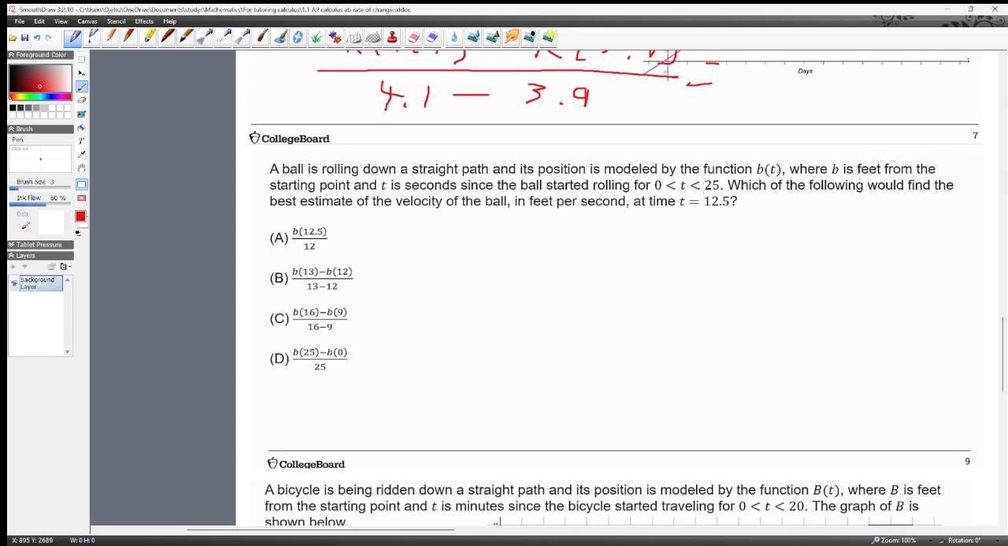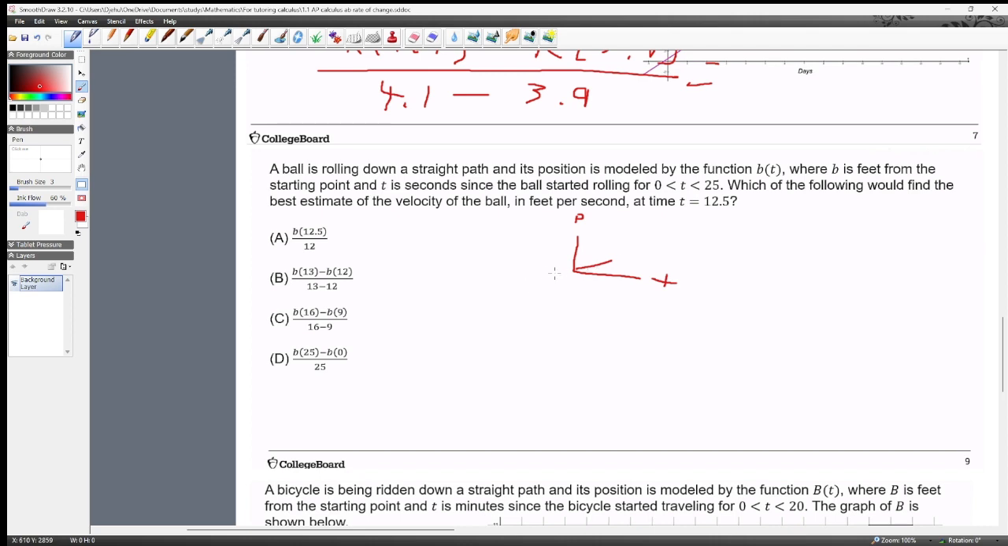Here we're using the average rate of change formula, but it can be used for the instantaneous rate of change since we're using the secant line. Here, 3.9 and 4.1 are examples of secant lines, and this would be equal to 30.50, I'm pretty sure.